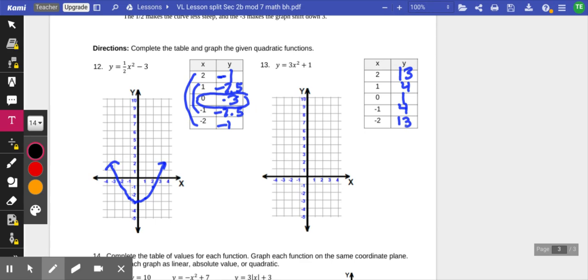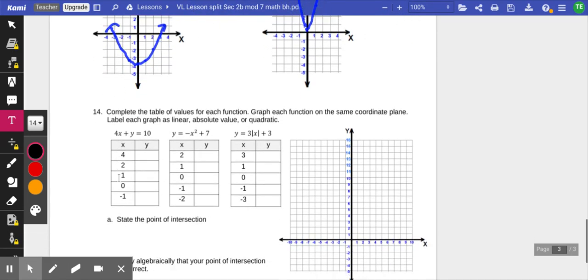So at 2, I'm at 13, which is off the graph. That's okay. I can kind of estimate. 11, 12, 13. Really steep, huh? Same thing at -2. At 1, I'm at 4. At -1, I'm at 4. At 0, I'm at 1. So don't make it a V shape. It's a U shape. It's a really skinny U. This shifted up 1. Okay, so parabolas.